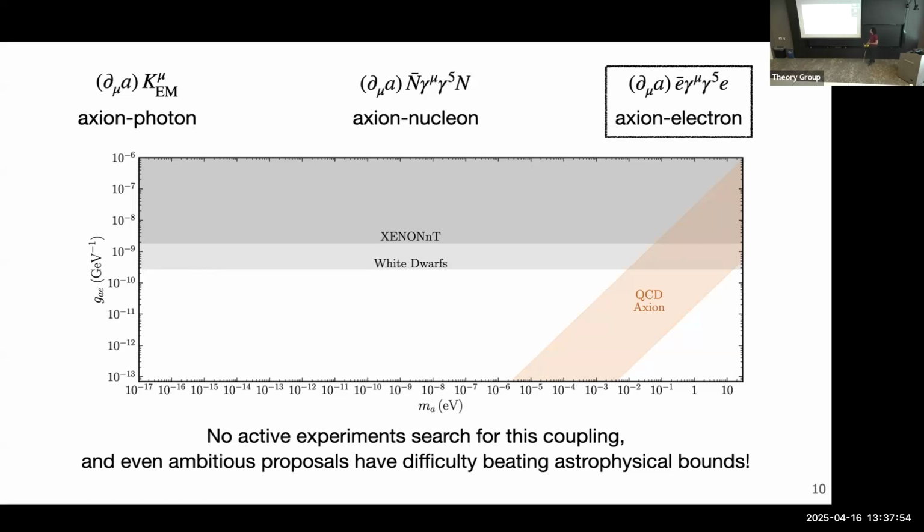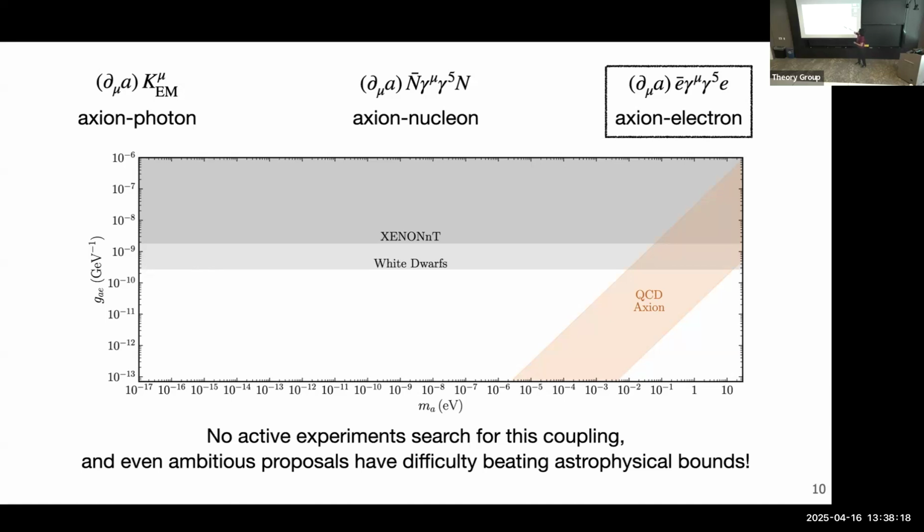Yeah. So in this talk, I'm going to be relatively agnostic as to where it comes from, though there is a motivated band, which is that if it also solves the strong CP problem, then it should be in this region. So here's the situation right now: nobody is actively searching for this coupling, and even relatively optimistic proposals to search for it often just barely go past the existing astrophysical bounds. These are bounds that are irrespective of there being dark matter.